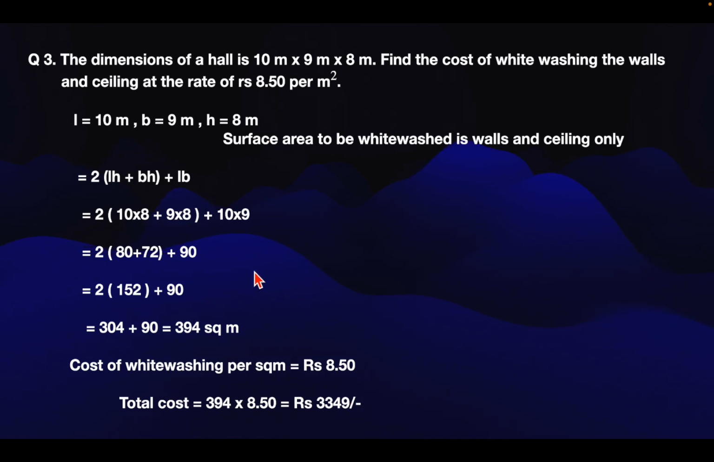Once again, I repeat, in this sum, we have to find the surface area of the walls as well as the ceiling only. So for the walls, the 4 walls, we have to take the lateral surface area, which is 2 into (LH plus BH), plus the ceiling. The surface area of the ceiling is LB. So the surface area which you are going to whitewash is this. Okay.